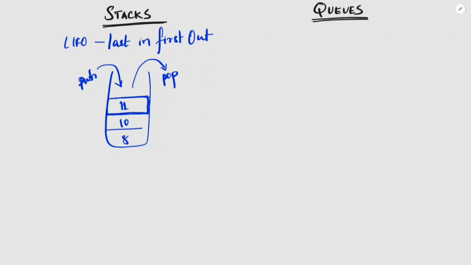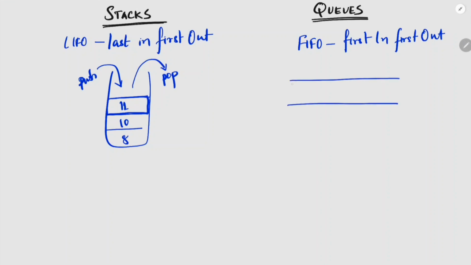However, when we say queues, it is our traditional queues and it follows FIFO implementation model, which means first in, first out. Meaning whatever element enters into the queue first will come out first. So let's say this is your queue and you are adding your elements into the queue this way. So let's say this is your first element, this is your second element, this is your third element.